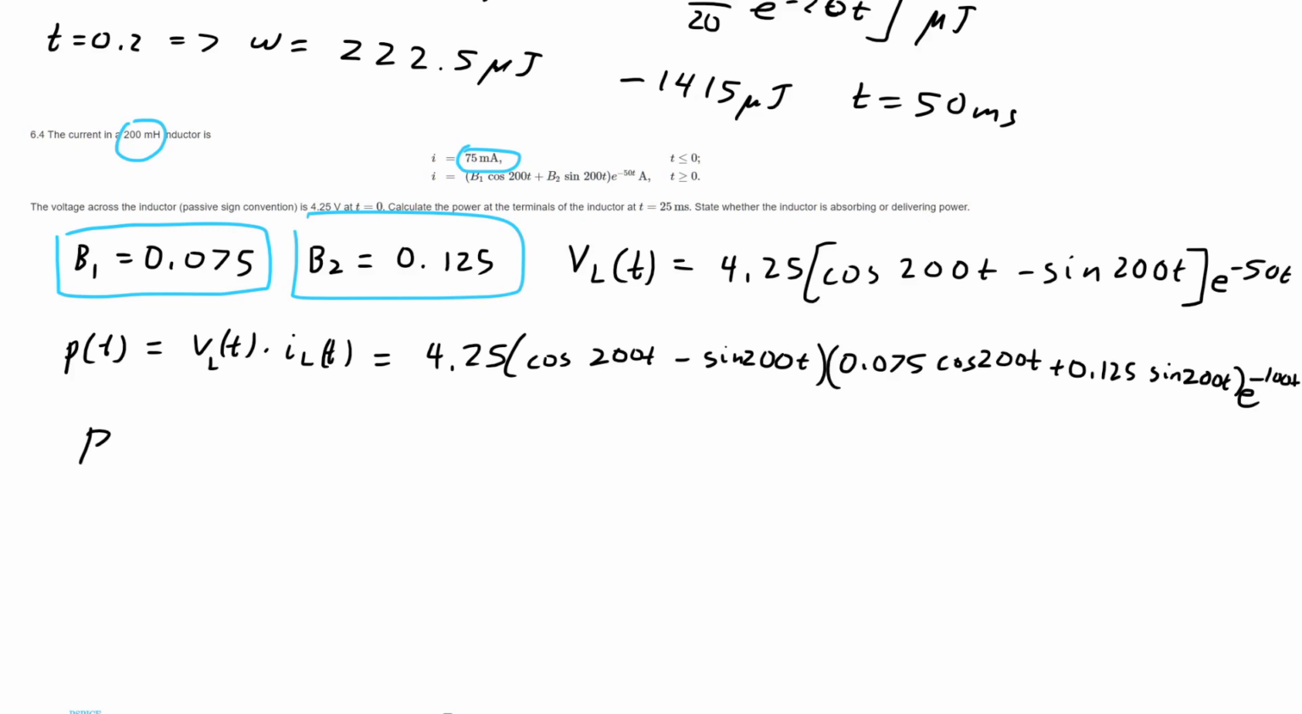So now if you plug in 25 milliseconds at that time, the value I calculated was minus 42.7 milliwatts, which obviously means that it is delivering power at that instant. So yeah, a lot of the trickery in this problem is finding these B1 and B2 terms, and since it's not really a math class, I don't think it's worth showing you how to do all of that.